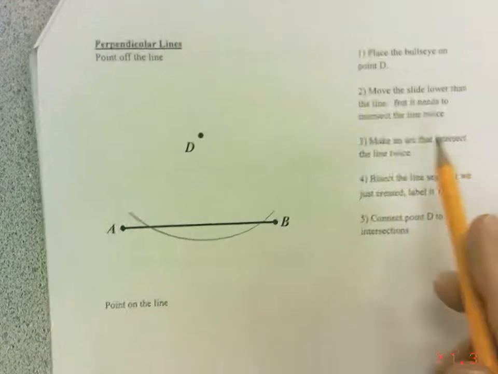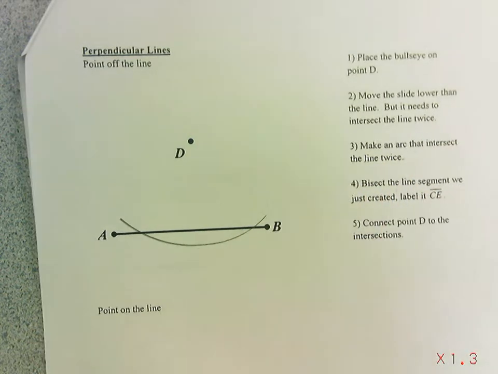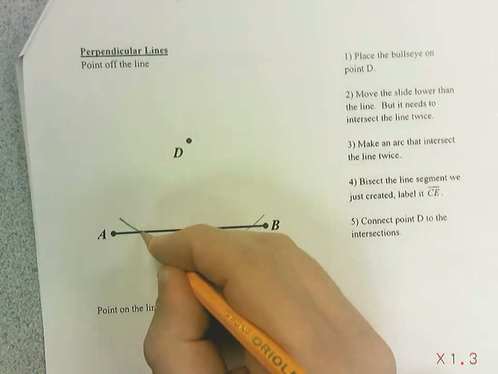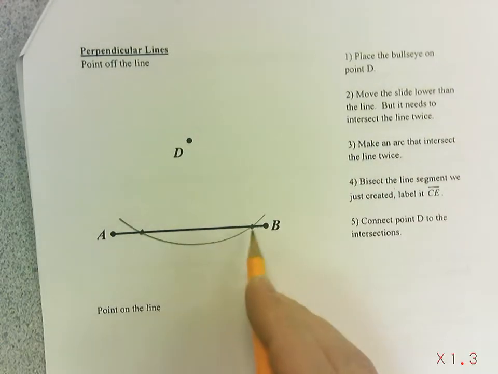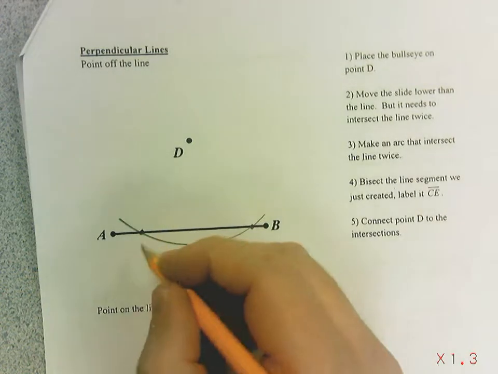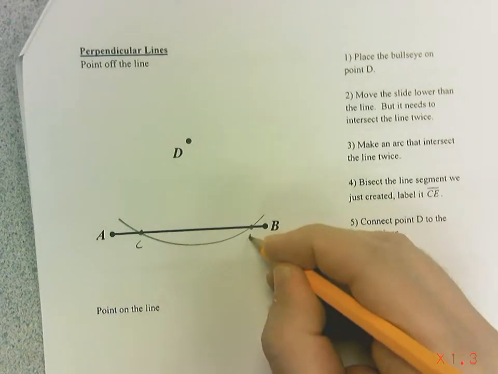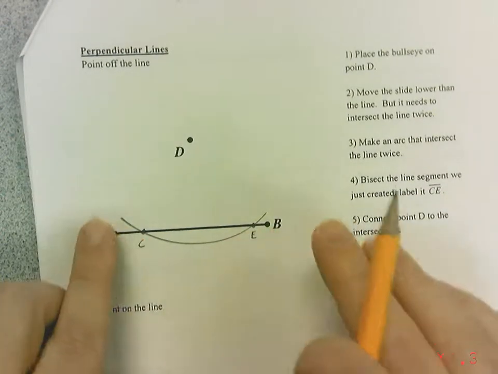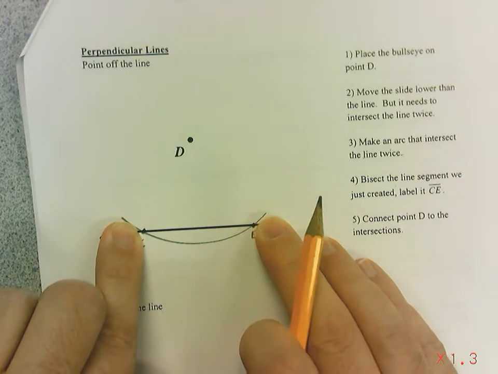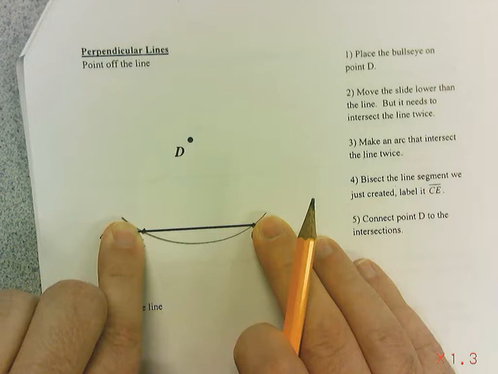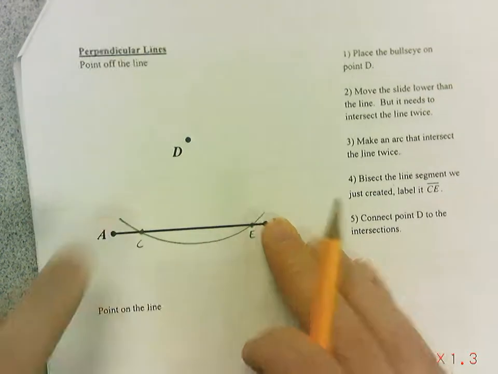Okay? So once I have that arc that's intersected the line twice, I'm going to bisect between those two intersections. So what I'm going to do, just to make these notes make sense, is I'm going to put a point at each of those intersections. And the notes say to label it C and E. You don't necessarily have to do this on your work, but you do need to bisect between those 2 points. So at this point, the rest of the line doesn't matter, just between those 2 points. Okay? So you are bisecting that line segment right there.